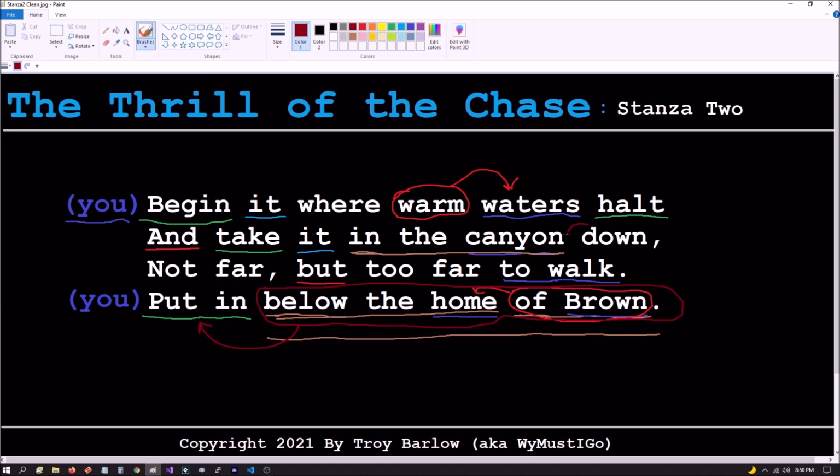This down is also being used as an adverb, and that's going all the way back and telling you to take it in the canyon. Which direction? It's down. And in the canyon is also an adverb because he's telling you where to take it. Now remember, it's the direct object. So he's telling you, take it in the canyon down. So do we have any other adverbs in here or adjectives? We do have more, but this is an adverb.